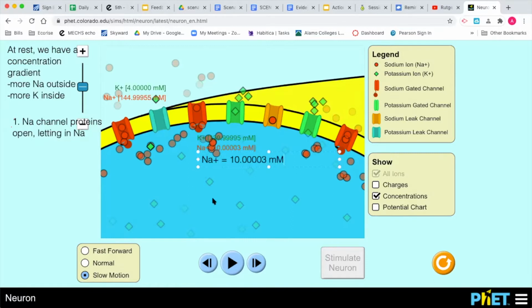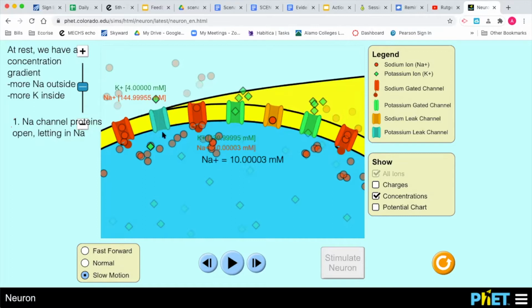I can go like that, but then this is just going to sit here. So this is how much sodium we have in there, okay? And up here, we have 144.99955. So it went down a little bit, but it went down enough, okay?